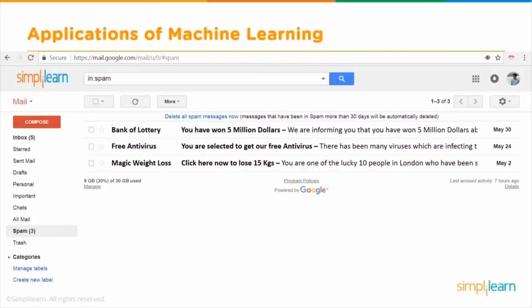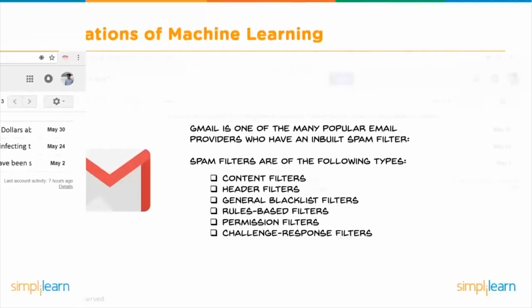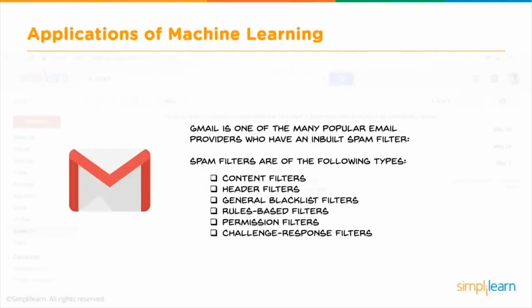Gmail has an entire collection of emails which have already been labeled as spam or not spam. After analyzing this data, Gmail is able to find some characteristics like the word lottery or winner. From then on, any new email that comes to your inbox goes through a few spam filters to decide whether it's spam or not. Some of the popular spam filters that Gmail uses are content filters, header filters, general blacklist filters, and so on.